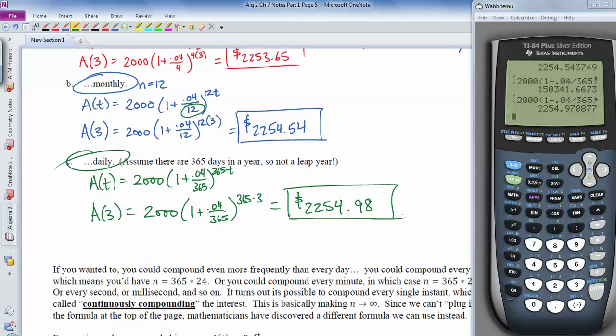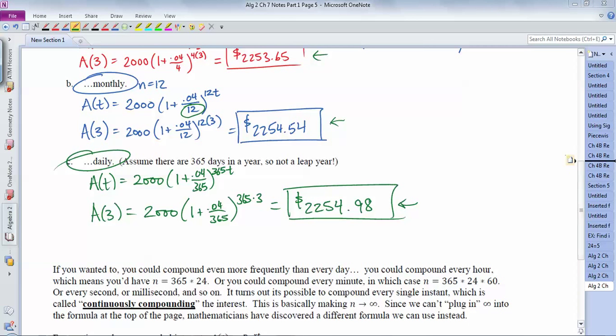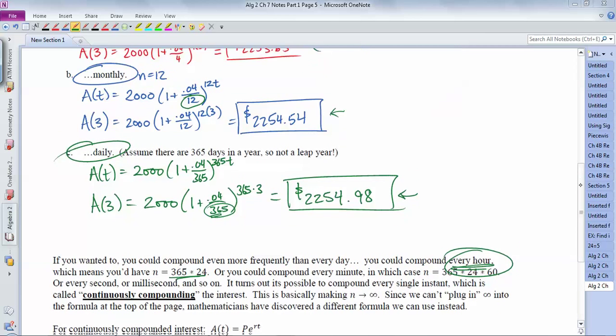So you can see the more frequently you compound, if you only do it 4 times a year, you have this amount. If you do it monthly, you get a little bit more. If you do it daily, you get a little bit more. So it turns out you could compound even more frequently. If you wanted to, you could compound every hour, right? If you wanted to do every hour, you'd have to take 365 multiplied by 24, and that would be your new n, right? So that's what's right there. You could do it every minute. So then you take the number of hours and multiply it by 60. You could do it every second or every millisecond. You can get really, really tiny.